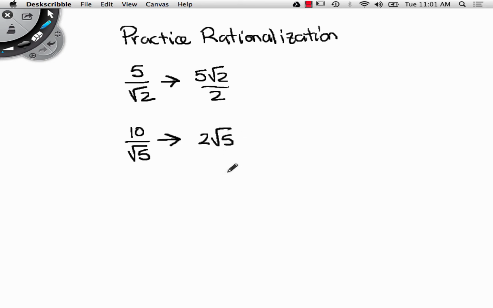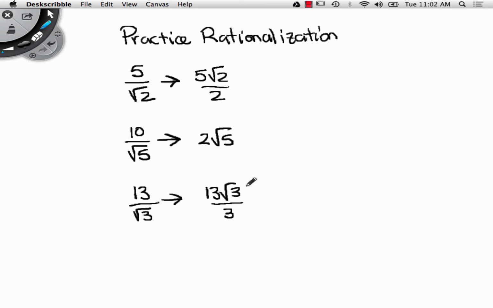Anybody get that? Okay. Last one, if you have 13 over the square root of 3, and you rationalize that, you'll get 13 square roots of 3 over 3. And you don't reduce that any further, but why? Because it's not divisible. Yeah, 13 and 3 don't divide out well.